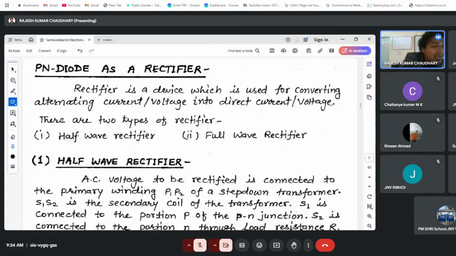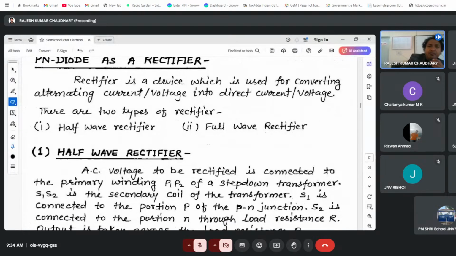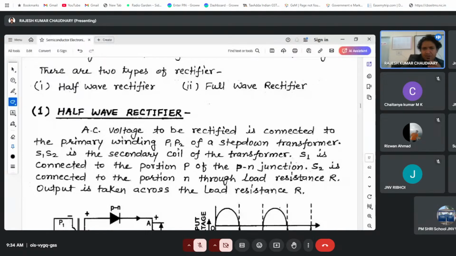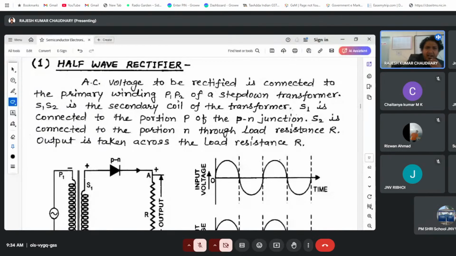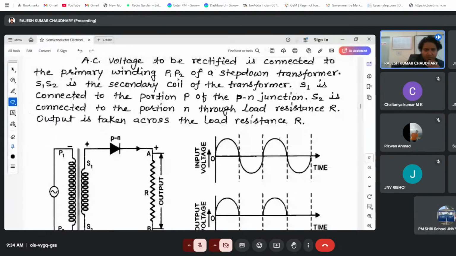Please try to understand what a rectifier is. A rectifier is a device that converts alternating current into direct current. And to make that rectifier, we use a PN junction diode. So there are two kinds of rectifier. One is the half wave rectifier and the other is what? The full wave rectifier. Got it?